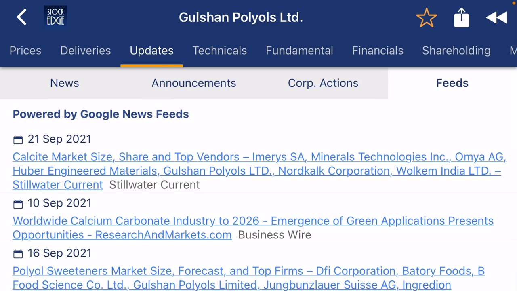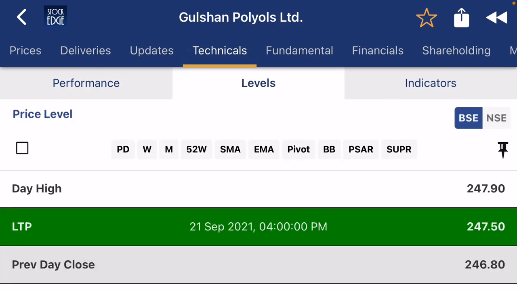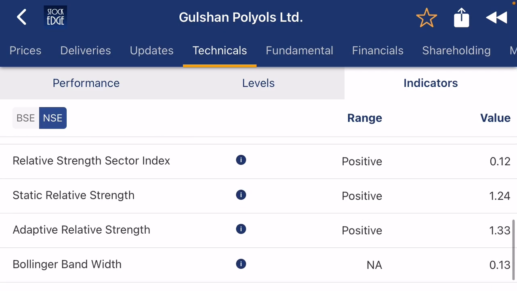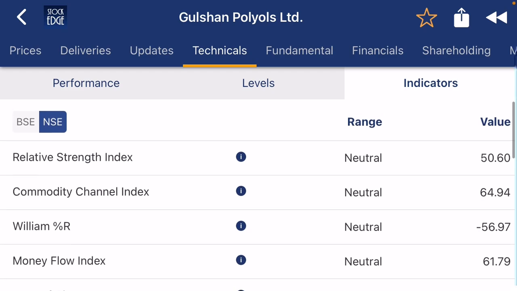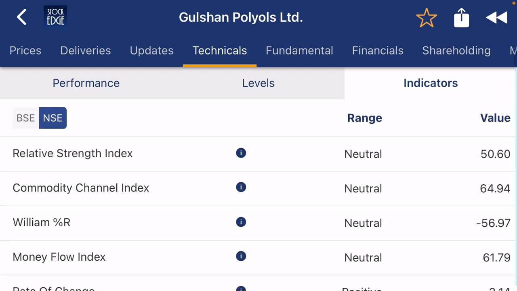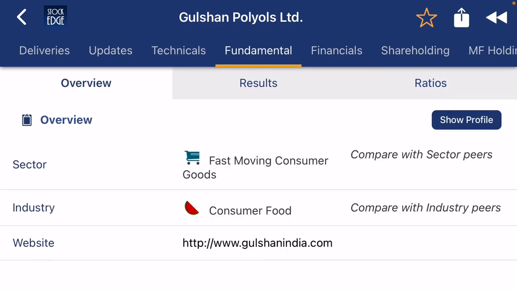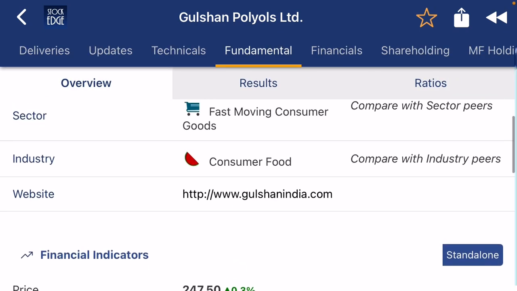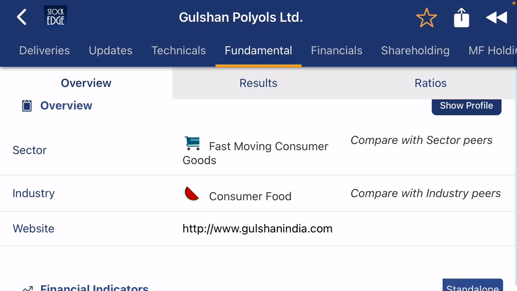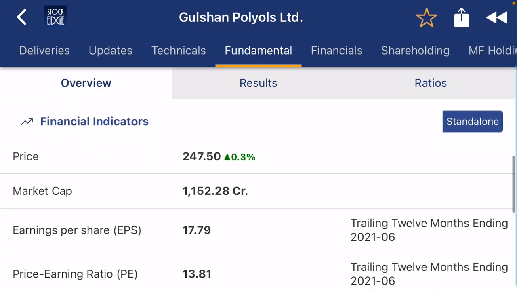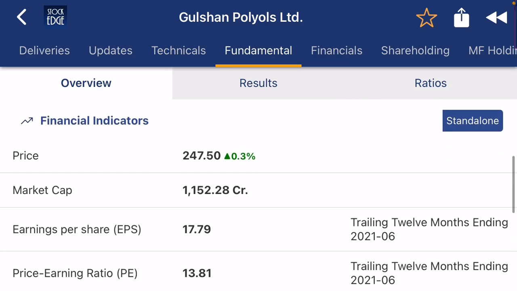After that you can see the technical information here. The company has a neutral, range bound, positive strength. But always check with your technical advisor before doing any technical analysis. Going to the fundamentals, you can see the company is a consumer goods company, fast moving consumer goods. Let's see some highlights of the financial indicators here.